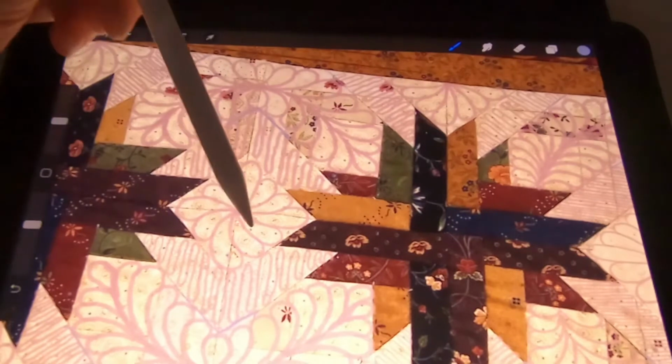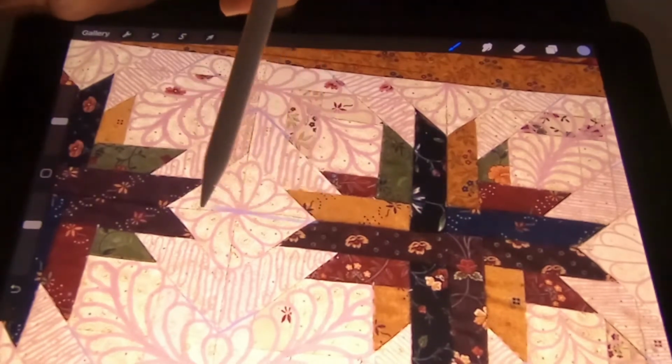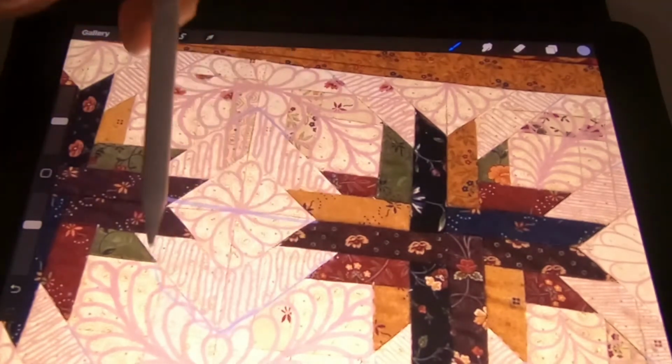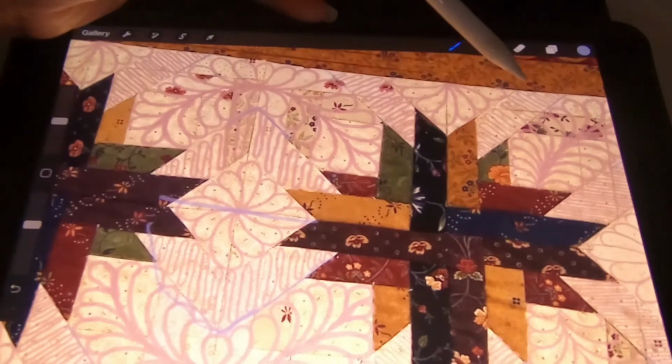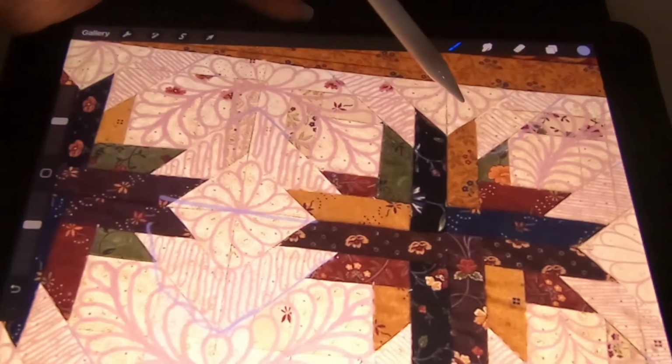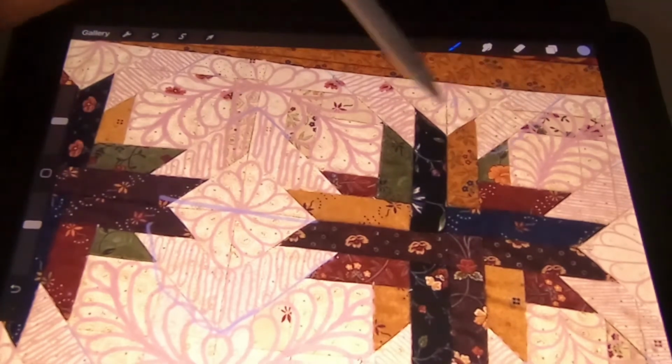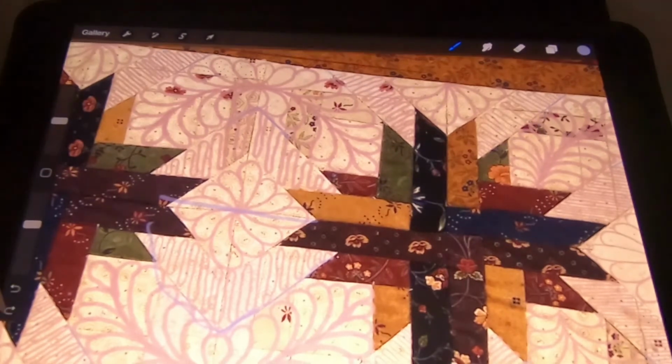And then we would duplicate that. We would be duplicating this portion in these areas here. Here's the half of the feathers and then the squiggles here, all along the sides of the quilt and at the ends as well.